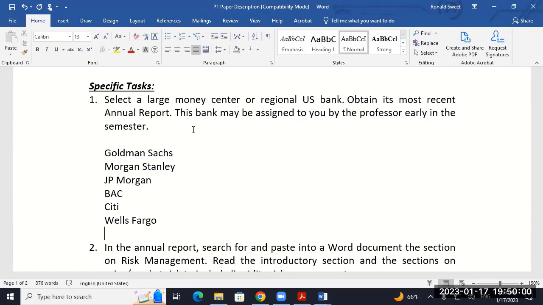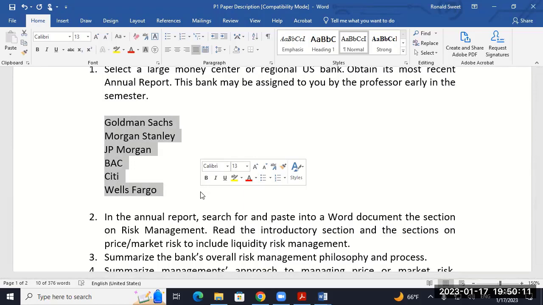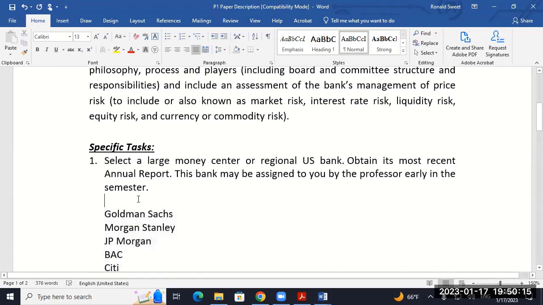So pick one. Let me know which one you're going to do. I'm going to actually put it when we do attendance. I'll put your bank next to it. I actually grade them by bank, so I do all the Goldman together so that I know what's in there. Now, which annual report you're going to use? You're probably going to have to do the 2021 report because the 2022 won't be out probably until February, March. It's going to be too late.